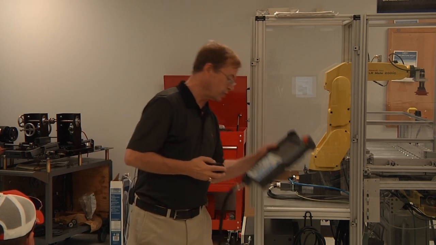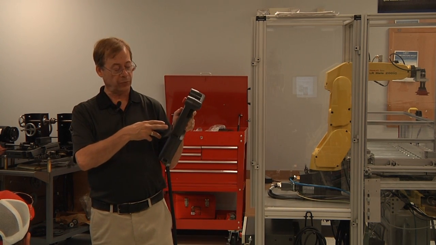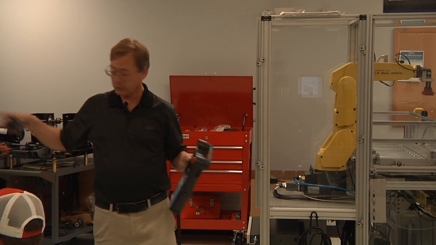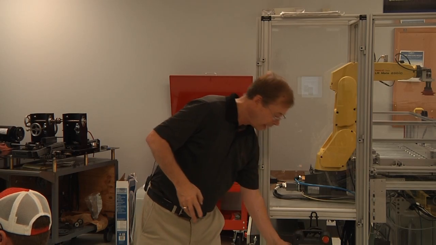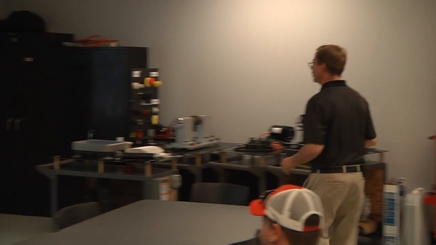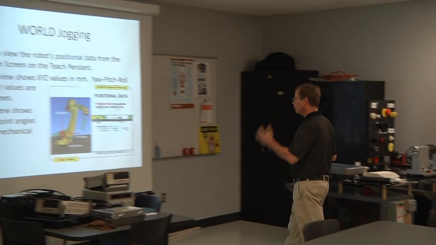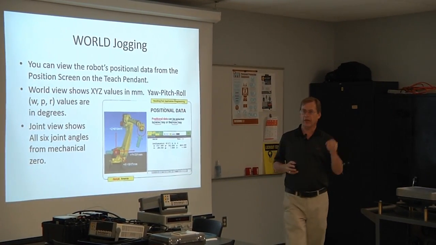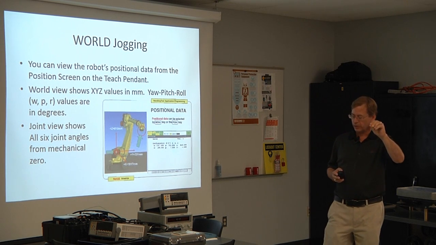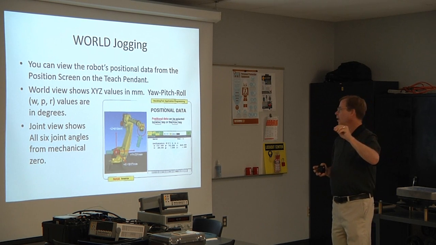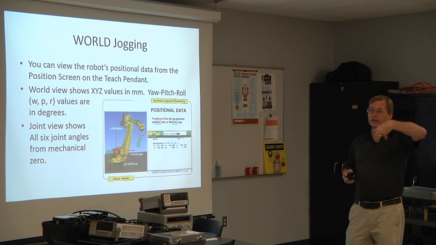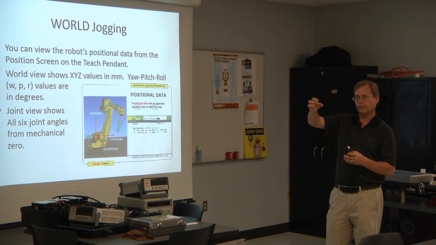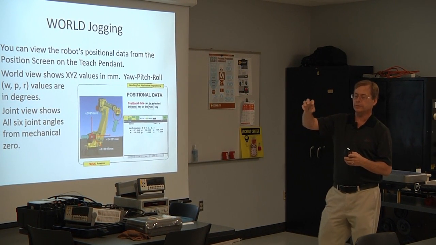So we can use the position screen. If I hit menu and I hit position, I will get that position that's on the screen. And I'm getting 6 readings, not just 3. So there are 6 things that are important. X, Y, and Z are obviously important. That's where my tool center point is in space. But then there's also the orientation. And the orientation of the robot faceplate can be very, very important.